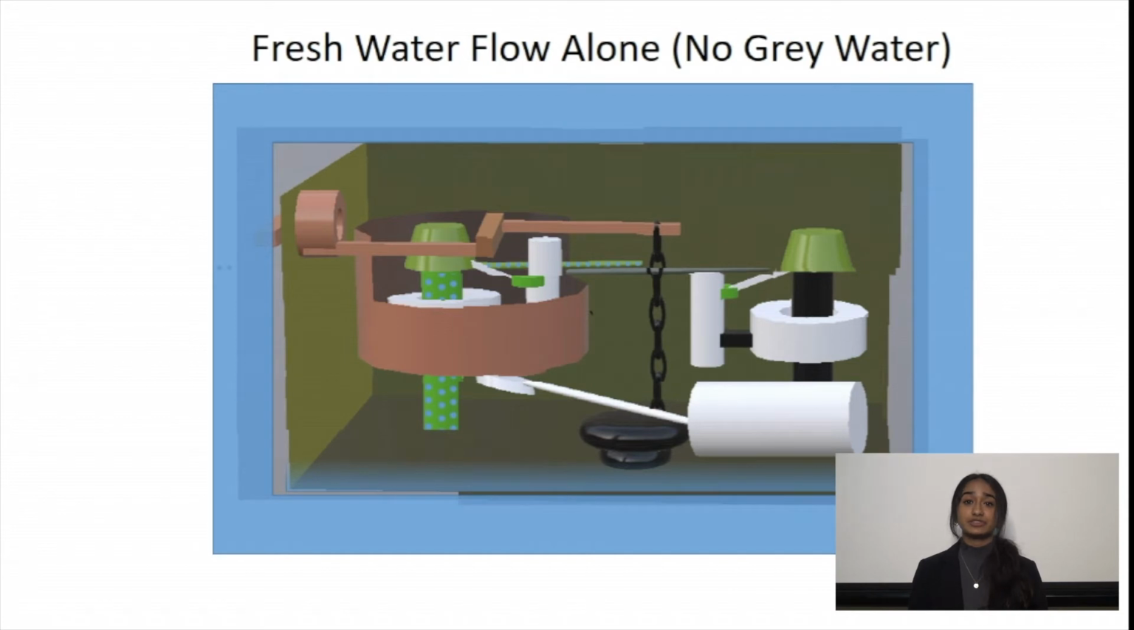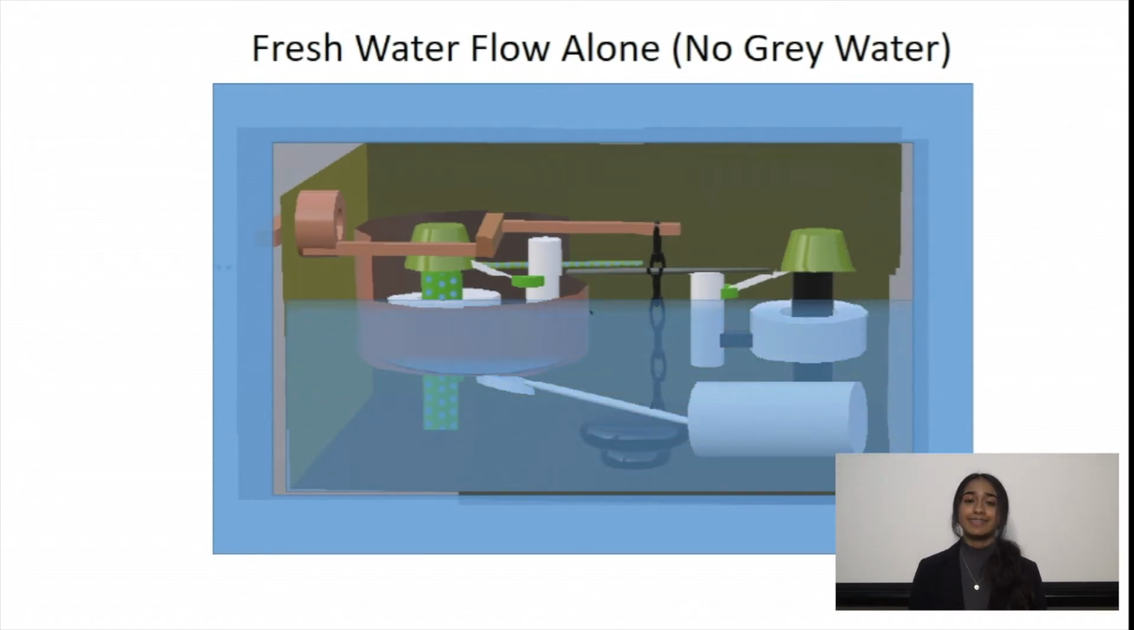Here is a simulation of how ARIA works when there is no gray water available. In this case, the fresh water will fill the main tank first, and then it will overflow back into the small tank, to stop the freshwater valve.